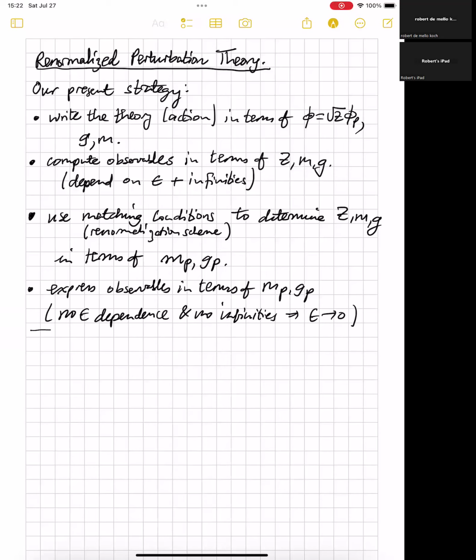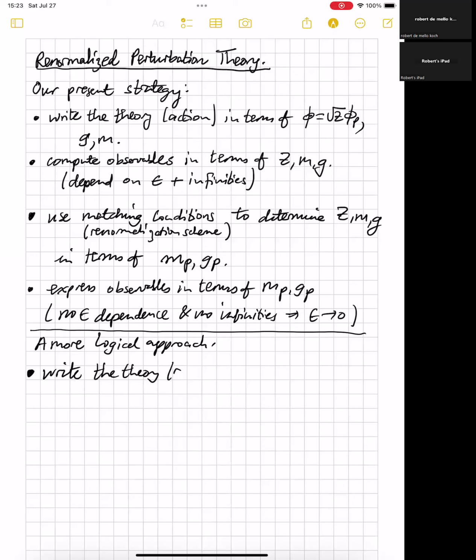So renormalized perturbation theory uses what I would say is a more logical approach. Certainly it's more economical, but I think it's more logical. So what do you do in renormalized perturbation theory? The first step is you write the theory. Again, by this, I mean the action. We really compute everything. Once you're given an action, we're given everything in terms of the physical field, the physical coupling, and the physical mass.